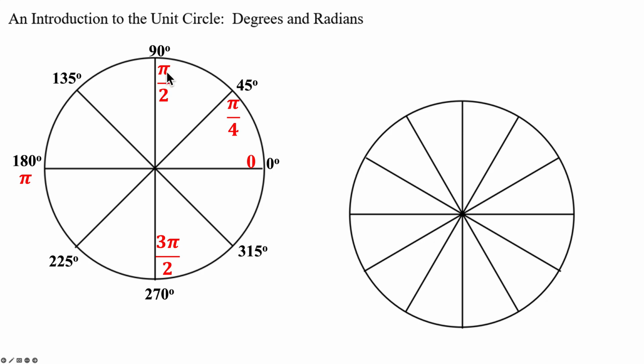That's 2 pi over 4, reduced to pi over 2. 3 pi over 4. 4 pi over 4, which reduces to pi. 5 pi over 4. 6 pi over 4, which reduces to 3 pi over 2. And 7 pi over 4. Again, if you want to put in the 360 and the 2 pi, you're more than welcome to.